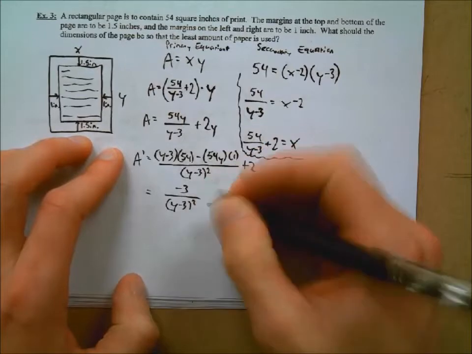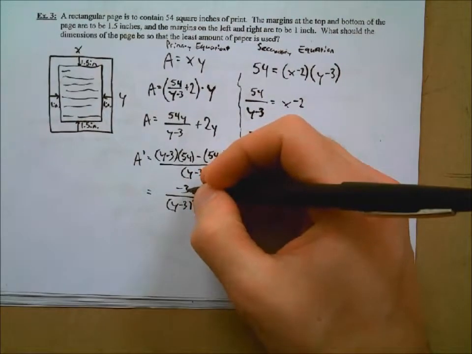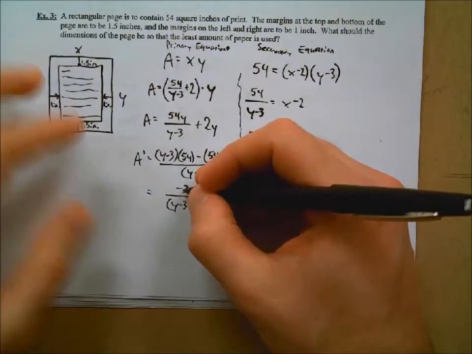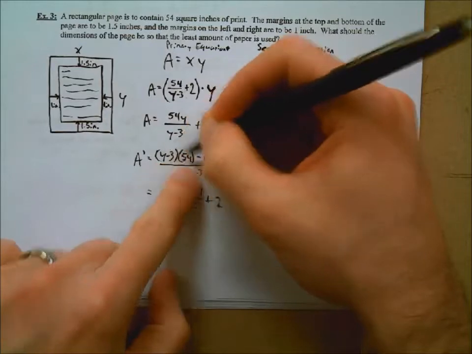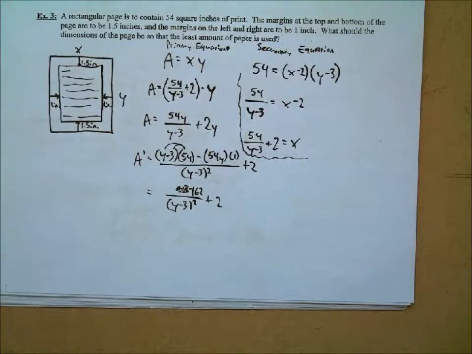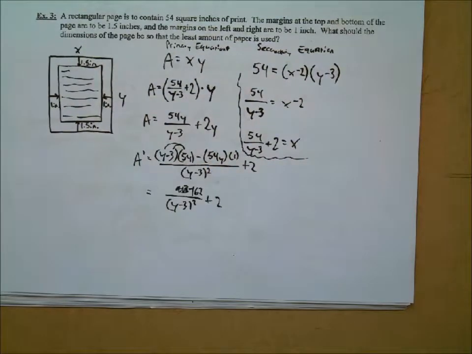Negative 3 times 54. Oh, thank you, yes. So it would be negative, it's 162. Sorry, yes, the 54 also distributes to the 3. So the 54y minus 54y, they're gone. But then a negative 3 times 54, negative 162. Yep. Okay. And of course, what do we do now?